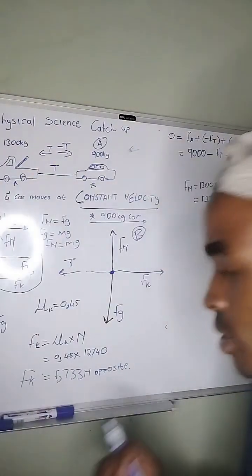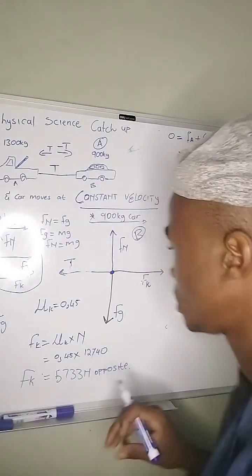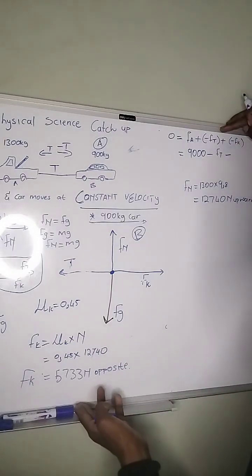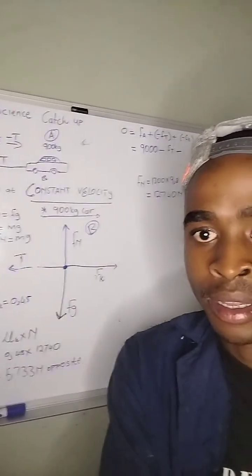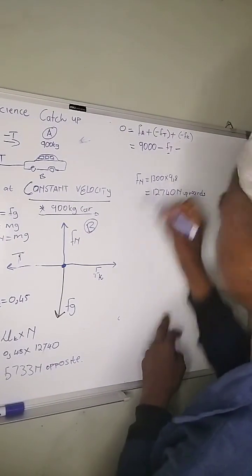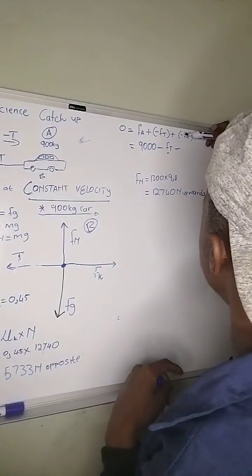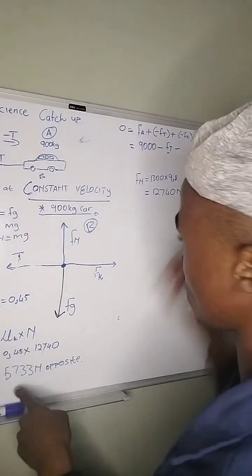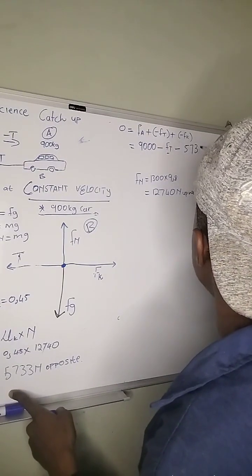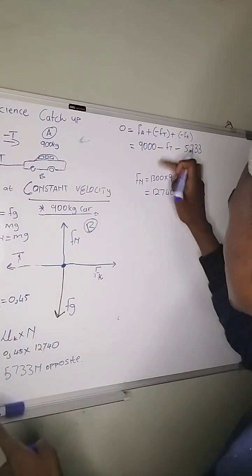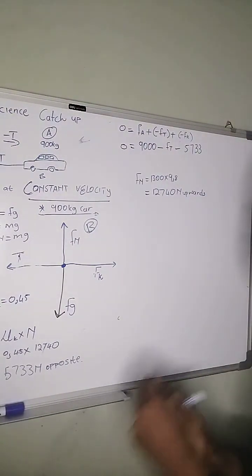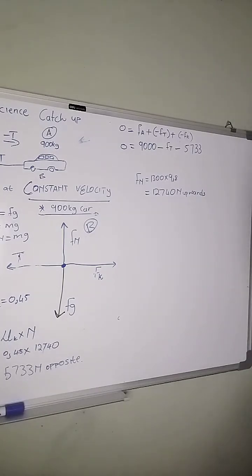Okay, so since I have this answer, I'm going to put it there, because I know what my Ft is, the one that I'm looking for. So in place of my Fk, I'm going to put negative 5,733, and of which is equal to 0. We are solving for the tension.